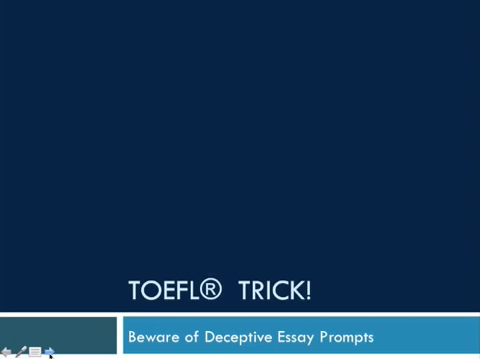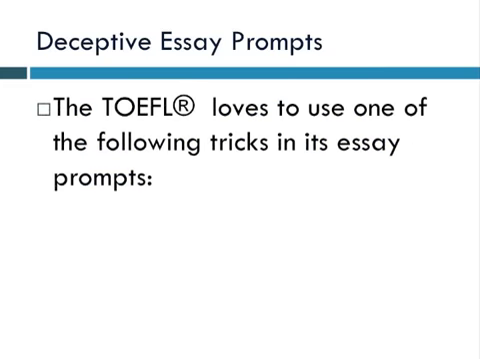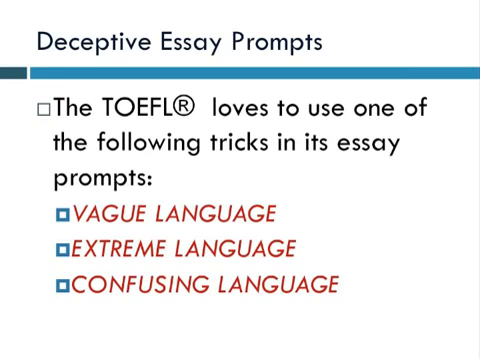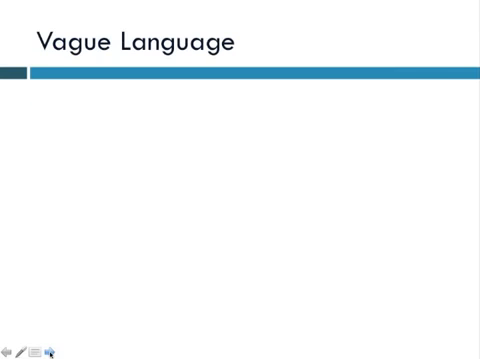Now this brings us really to our first trick. As we started looking at the different types of topics in the first video, we needed to notice that the language the TOEFL uses sometimes can be fairly deceptive. Now let's see what we mean when we mean deceptive. First off, there are 3 basic tricks that the TOEFL likes to use in the essay prompt. Language that is vague, extreme, and often confusing. So let's look at each one.